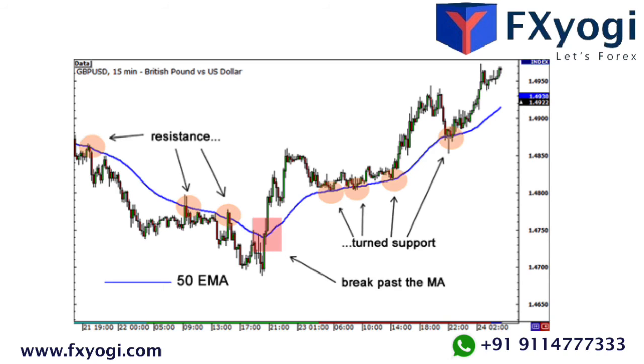However, as we have highlighted with the red box, price finally broke through and shot up. Price then retraced and tested the 50 EMA again, which proved to be a strong support level. Moving averages can also act as dynamic support and resistance levels.